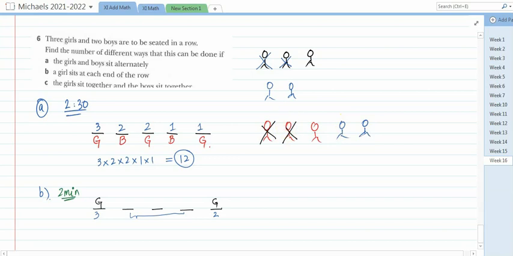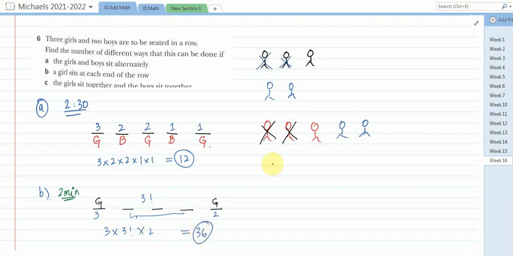Now, these 3 students can sit in any order, so we can say that it's 3 factorial. The final answer is 3 into 3 factorial into 2. So that is equal to 36. It's your second part answer.